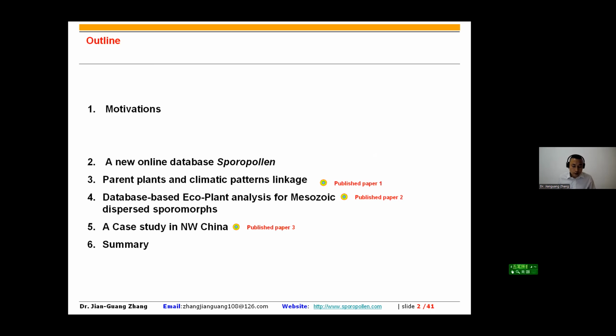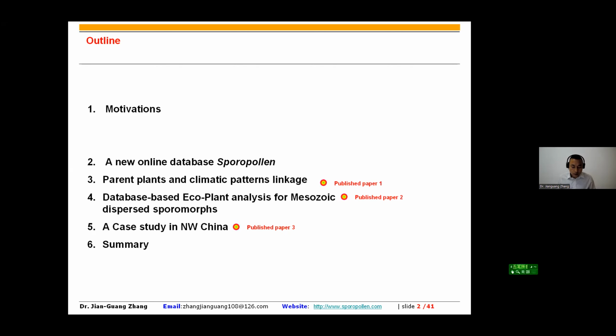This presentation is composed of 6 parts. In the first part, I will talk about the reason to create this online database. In the second part, I will talk about how I collect data to create the database and what we can do by using the database. The third part is a published paper. I will talk about how I link the discussed Mesozoic sporomorph genera of bryophytes, pteridophytes, and gymnosperms to their closest parent plants and the eco-plant model.